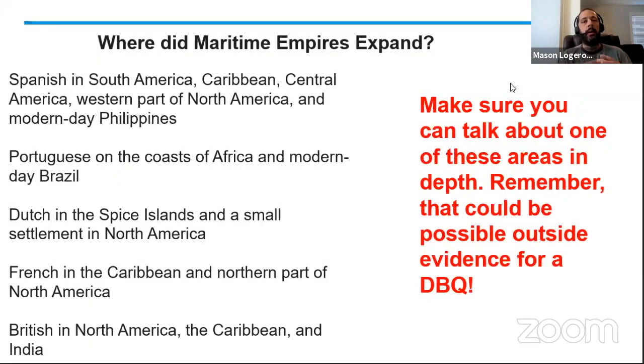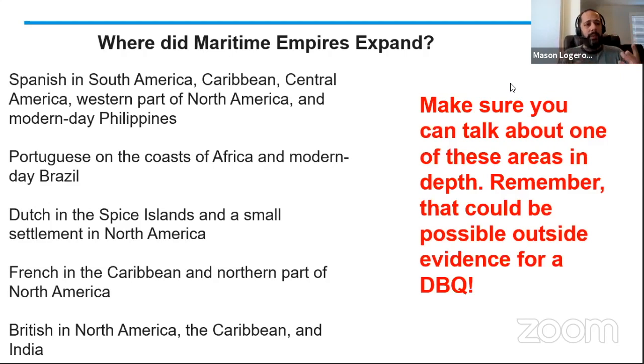Empires that are expanding in the 1500s and 1600s. Okay, I've given you a list of the major European players that you do need to know and the areas of the world they spread into. Notice for each of them, most of them were in the Americas and then somewhere around the Indian Ocean basin. You do need to know these major players. You do need to know generally where they settled their colonies and where they took over.